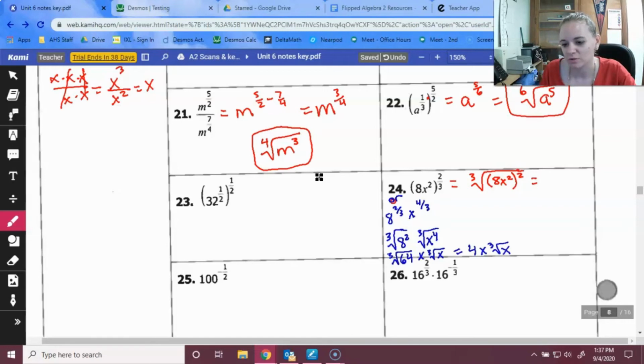So now I can distribute my 2 into each of these. Or you could do them at once and do 8 squared is 64. It really doesn't matter. See, there's a lot of ways you could do these. 64 and then x to the 4th. The 3rd root of 64 would come out and give you the 4. And then take out a group of 3 out of 4 and give you your x and then the 3rd root of a single x left over.